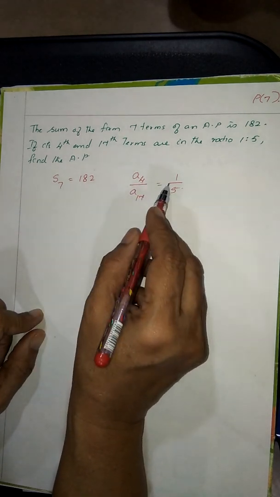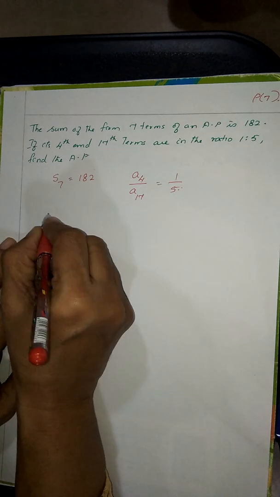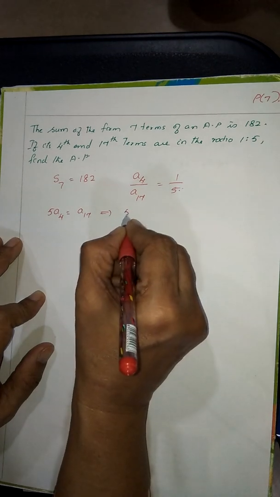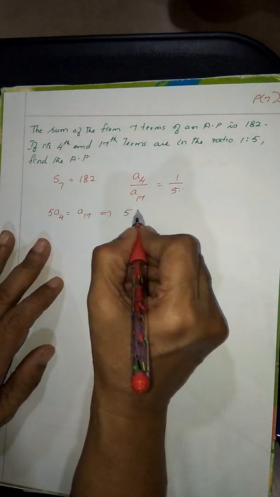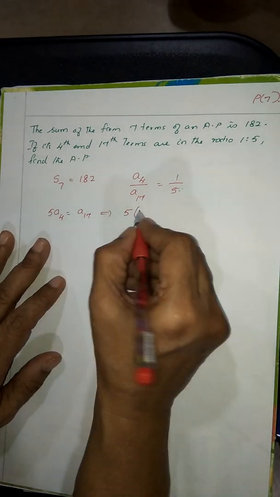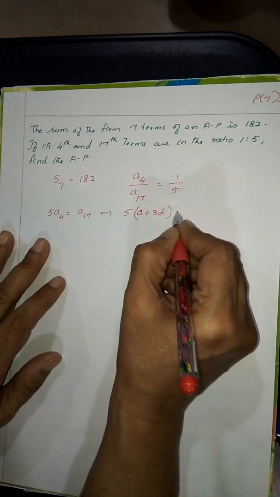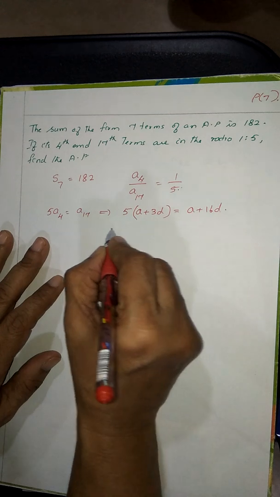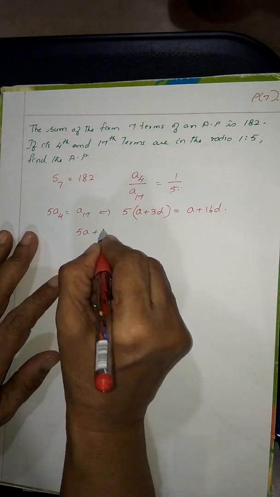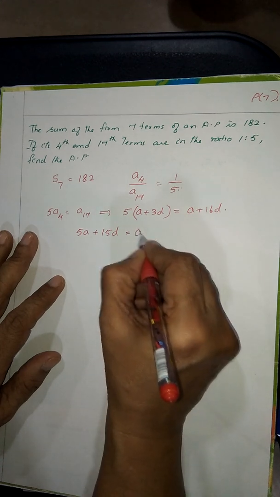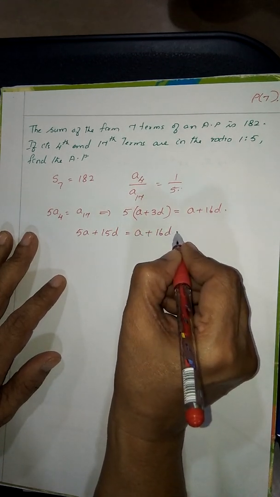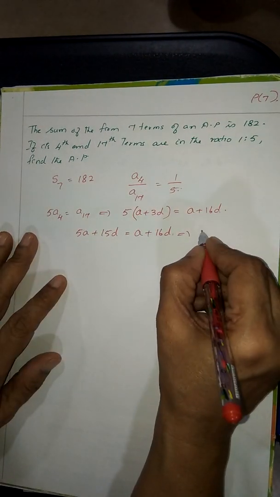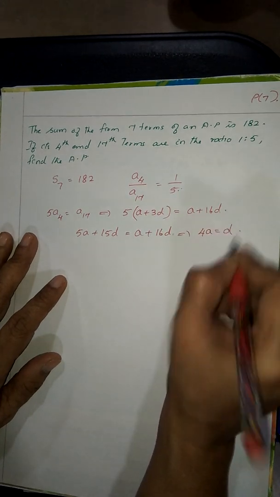So A4 by A17 is equal to 1 by 5. So we can write 5 A4 is equal to A17. It means 5 into (A plus 3D) is equal to A plus 16D. So we get 5A plus 15D is equal to A plus 16D. So we get 4A is equal to D.